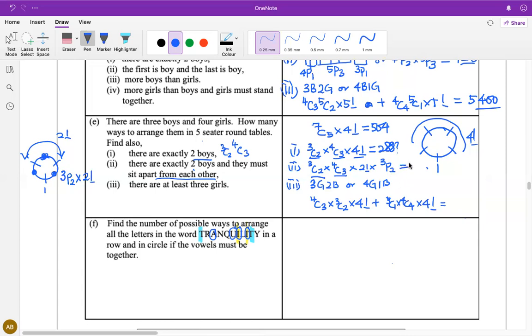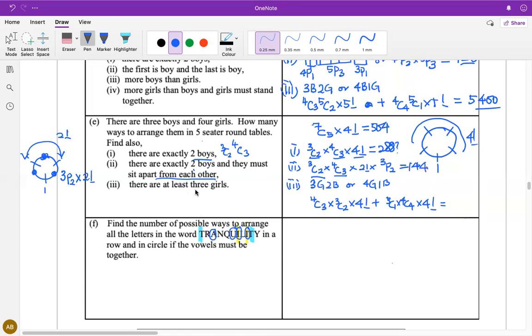So you will get your answer. 3C2 times 4C3 times 2 factorial times 3P2. So it's 144. Okay, 144.